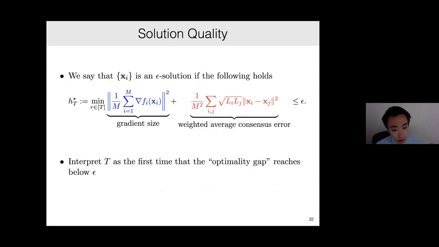So we will say a set of local estimates achieves high quality if everyone approximately agrees on the same estimates, and those estimates approximately minimize the global objective. That is, we want the size of the gradients to be small, and also the local agents to be close to each other. Why does this make sense? Think about when this epsilon is zero. This means we have exact consensus, and also that a first-order optimality condition for the original centralized problem is achieved. And this is our derived lower bound.